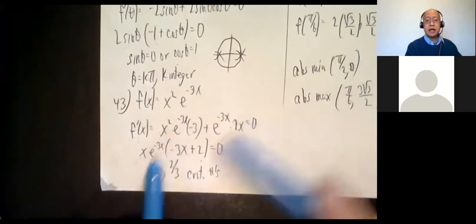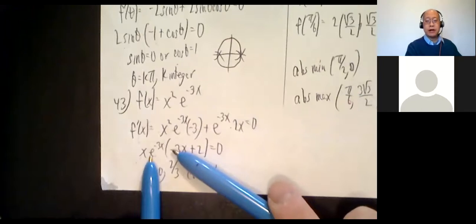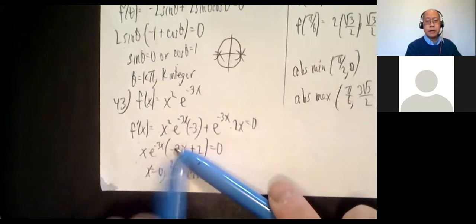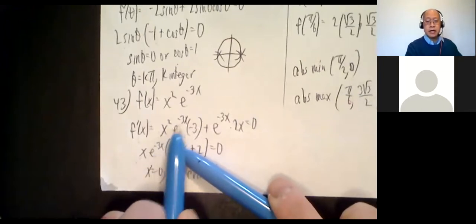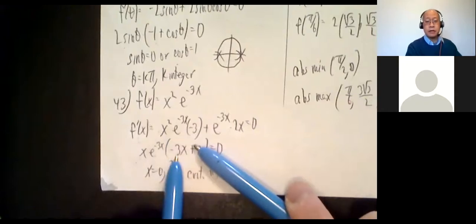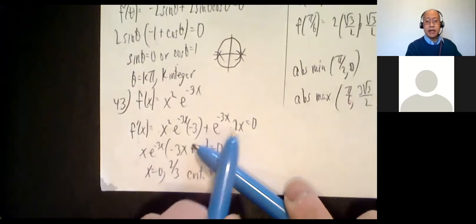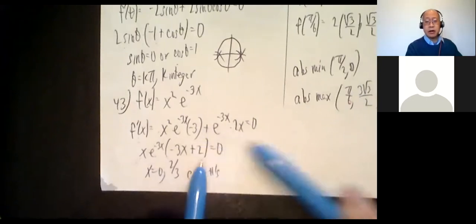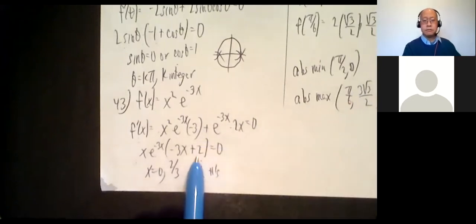So x, e to the negative 3x, common factor. Okay, take out the x, e to the negative 3x. There's still going to be another x here and a negative 3, right? So negative 3x. Then here, if I take out x, e to the negative 3x, all that I have left is 2.